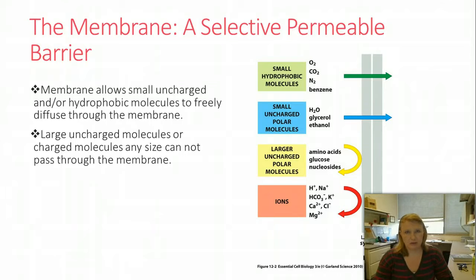And this, as you should know from your chemistry classes, is because of the way the chemistry of the membrane works. So when it's charged, it's not going to be able to pass through, or if it's too big, it's not going to be able to easily diffuse through. So it's important to understand how that works, and I expect you to understand these four groups of molecules and be able to identify which ones would be able to move freely across the membrane and which ones wouldn't.